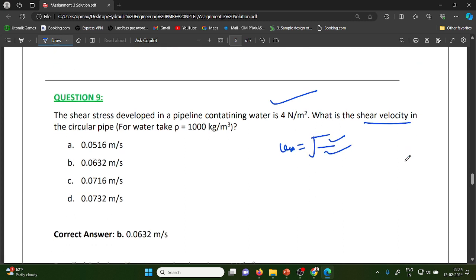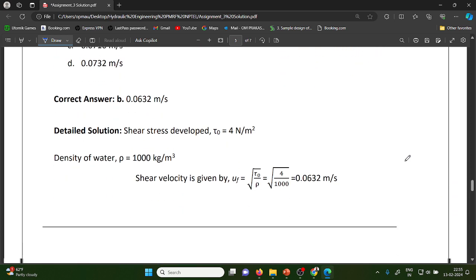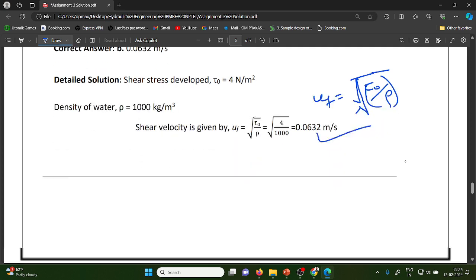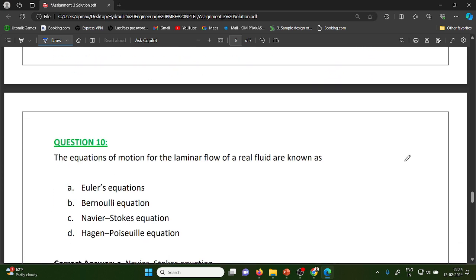Okay. So the answer is, shear velocity is represented in this question by F. So root of tau by rho. That is root of 4 by rho, these two terms under the root. If you calculate, the result will come out. Now question number 10.